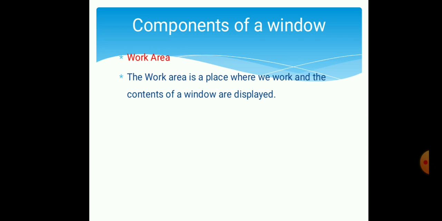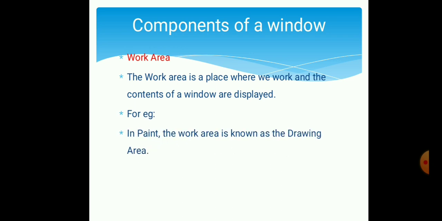And if you open Paint program, where we are drawing, that place is called working area. That is given as an example. See, in Paint, the work area is known as the drawing area. Here we can draw and paint using different tools, isn't it? Many tools are available. Is it clear, children? Simply we can say the white color space which is used for typing or drawing, that is called work area.